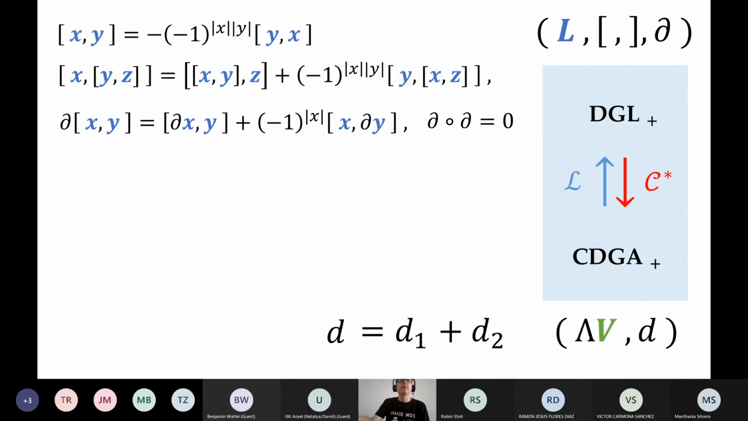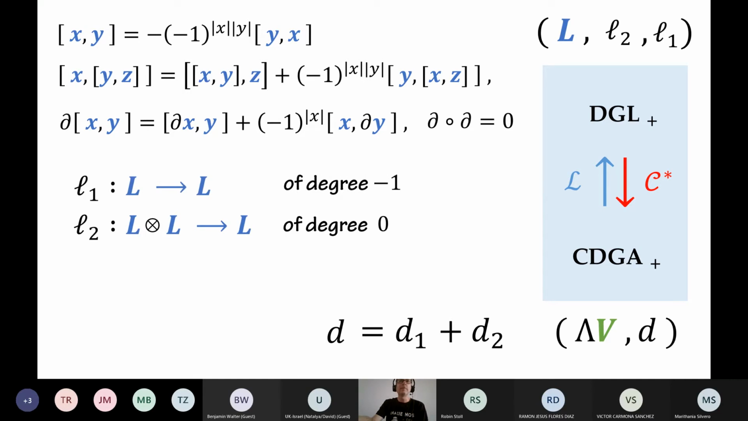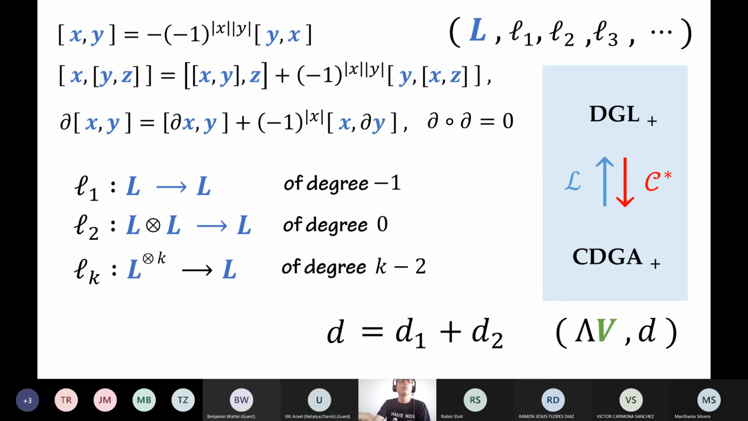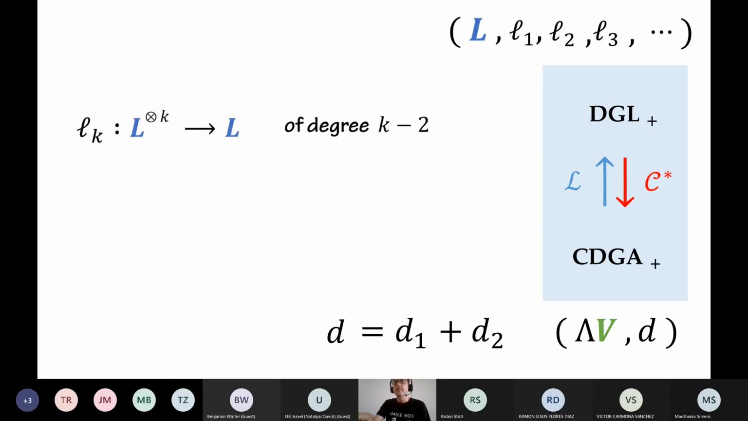So, if we replace the notation, the bracket we write as L2, this is a linear map of degree 0 from L tensor L to L, and this D1 we write as L1, a linear map of degree -1 from L to L. We see that we can write more linear maps of degree k-2 from the tensor product of k copies of L to L. And then this could be related with a Sullivan algebra with word length of any degree. Okay, but we need to have some definition here.